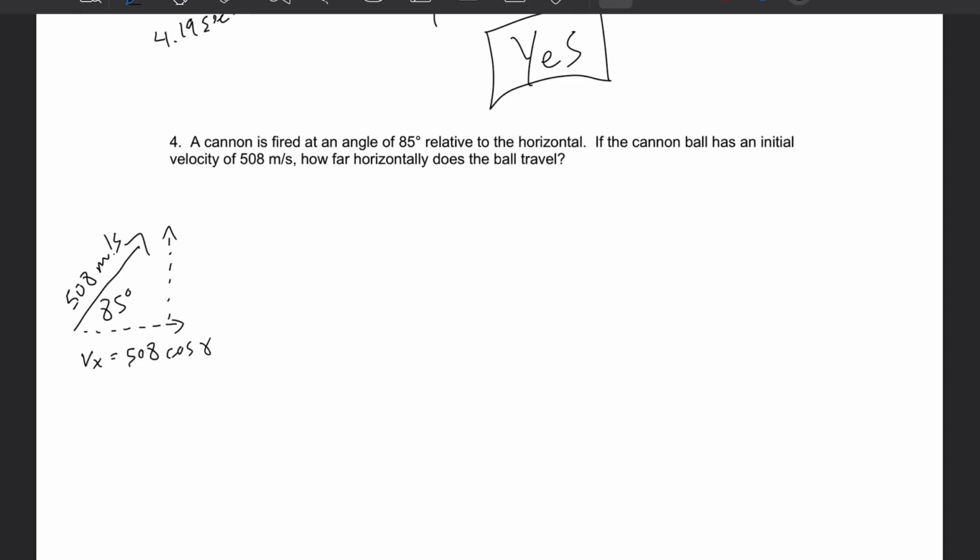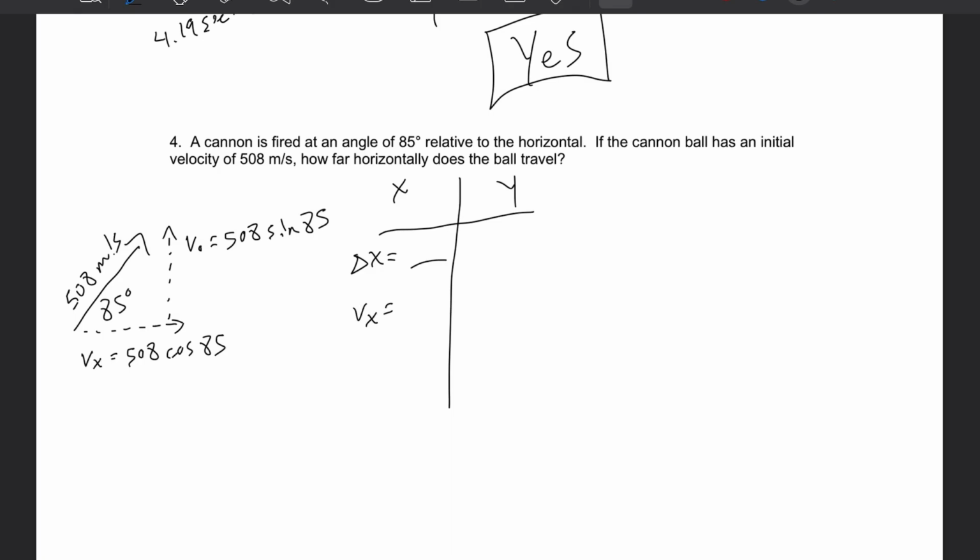Vx is 508 cosine 85 from the hypotenuse function angle, and v naught, the initial vertical velocity, would be 508 sine 85 from the hypotenuse function angle. V naught is on the opposite side, so it uses sine. Vx is on the same side, adjacent to the angle, so it uses cosine. After we get our picture satisfied, we're going to go ahead and fill in our xy table.